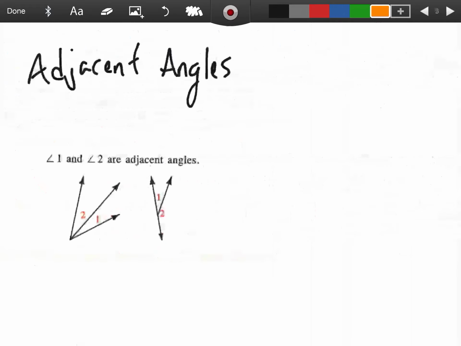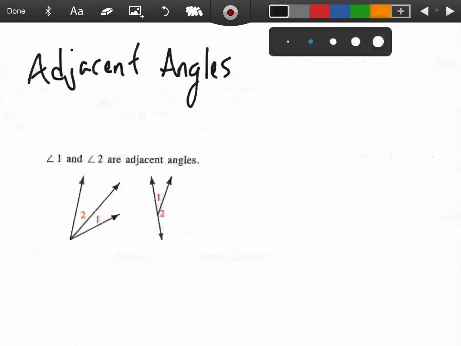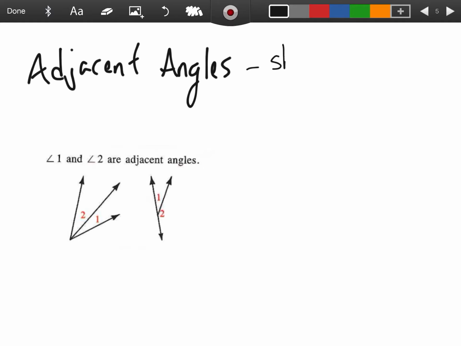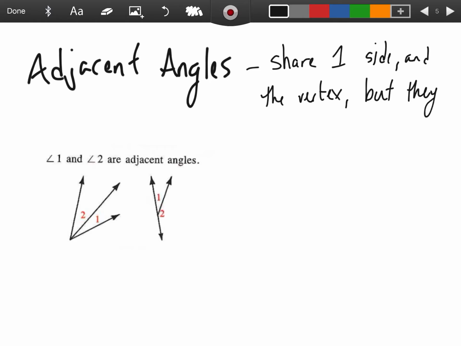All right, adjacent angles now. The way I like to think of adjacent angles is they're really just angles that are directly next to each other. They don't overlap at all. They're just directly next to each other. The formal definition is they share a side and a vertex. So they share one side and the vertex. But they do not have any common interior points. And I'll explain what an interior point is in a second.